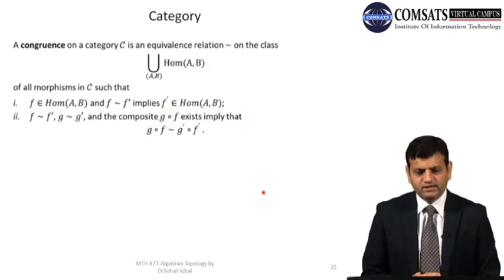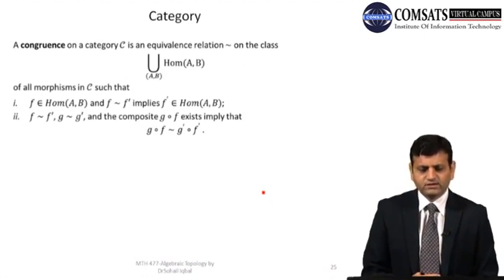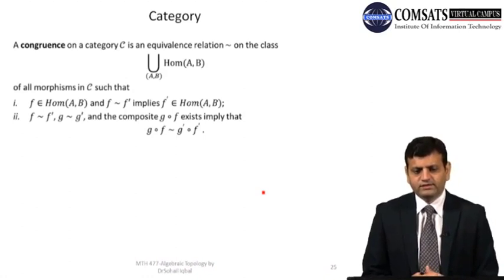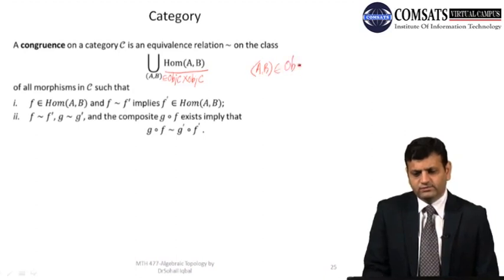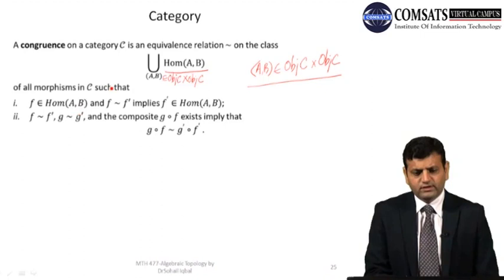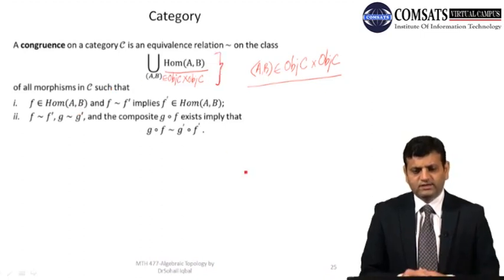A congruence on a category C is an equivalence relation on the class of all morphisms in C such that the following conditions are satisfied. So what is an equivalence relation? We have already discussed this in our first lecture. Now we are taking an equivalence relation on the class of all morphisms. So we are taking the union of all hom(A, B), where A and B belong to the objects of the category C, so (A, B) are elements of objects of C cross objects of C. So it's an equivalence relation on this set satisfying certain properties.